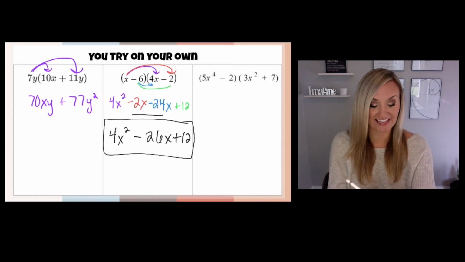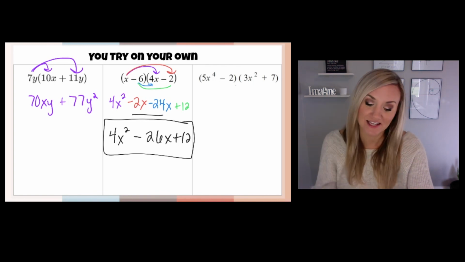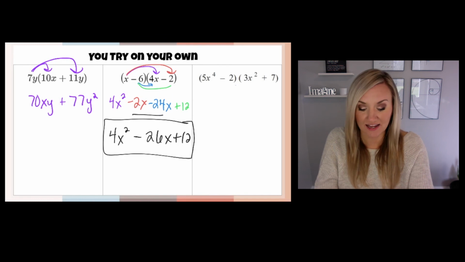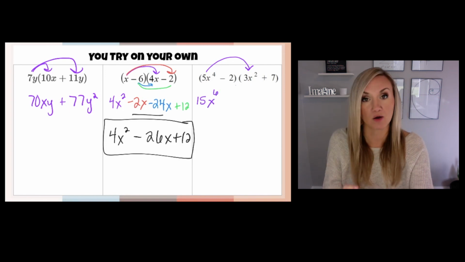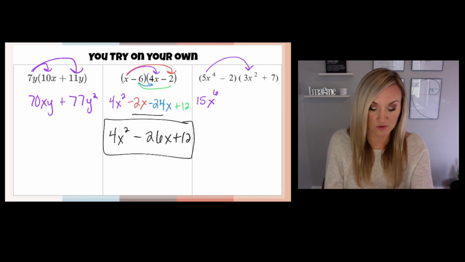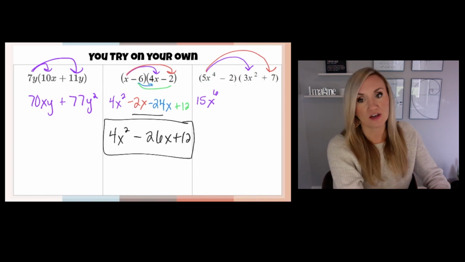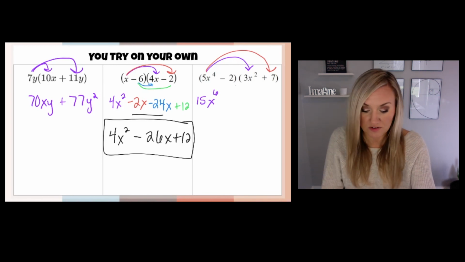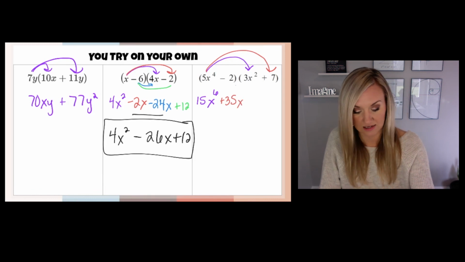All right, last example of today's lesson, we're going to go ahead and do first times first, and that is going to give us 15x to the 6th power. Remember, same base, we add exponents. So then next are the outers, so 5x to the 4th times 7. So 5 times 7 is going to give us 35, so we have plus 35x to the 4th.